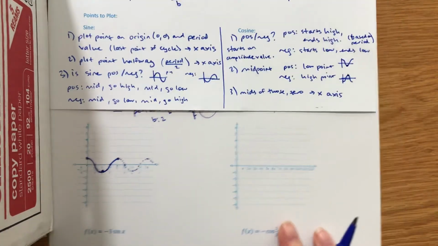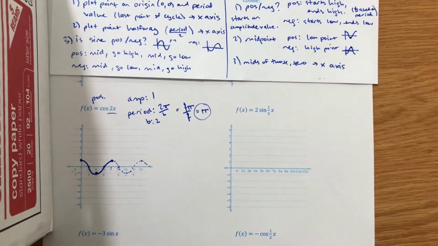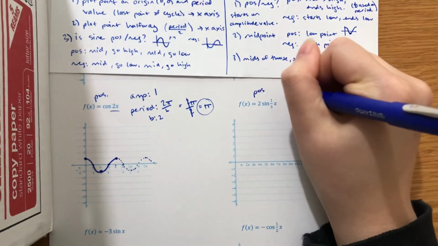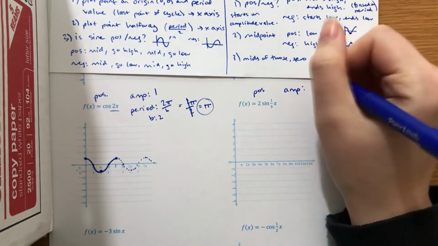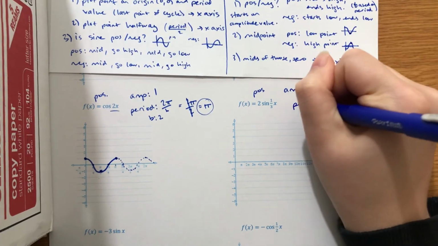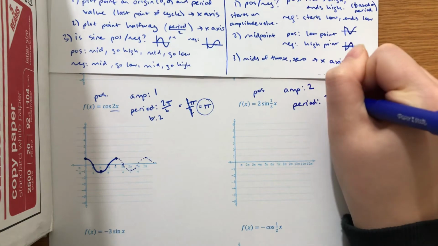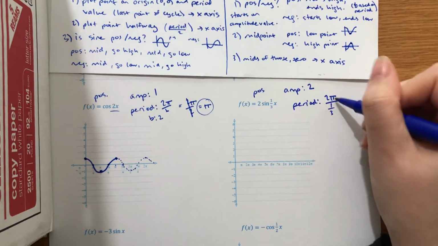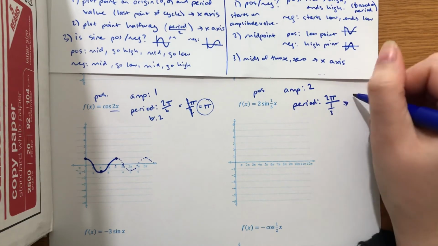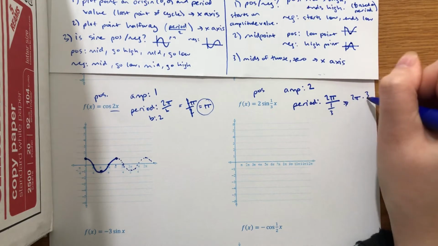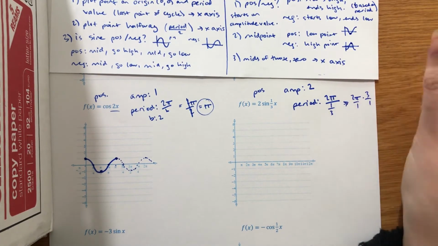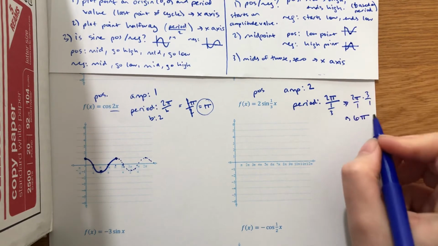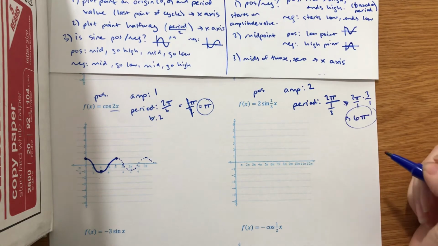All right, sine. It's positive. The amplitude is your a value out front, so it's 2. The period is 2 pi over b. Your b value is 1/3. So again, keep it, change it, flip it. That means it's 2 pi times 3 over 1. So it's 6 pi. So you're going to complete 1 cycle in 6 pi.